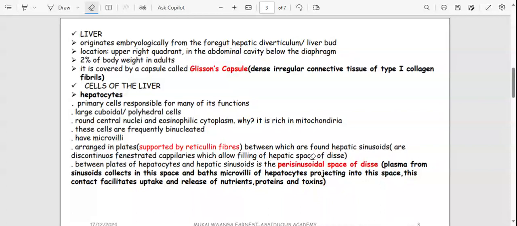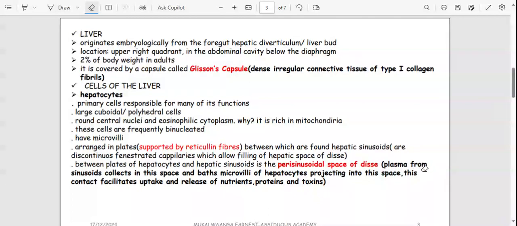The hepatic space of Disse is a space found between the hepatocytes, the cells of the liver, which are organized in hepatic plates, and the sinusoids. So between the sinusoids, which are the blood vessels, and the hepatocytes, which are the liver cells, there is a space in between them, and this space is what we call the perisinusoidal space of Disse, or if you want to simply call it the space of Disse.